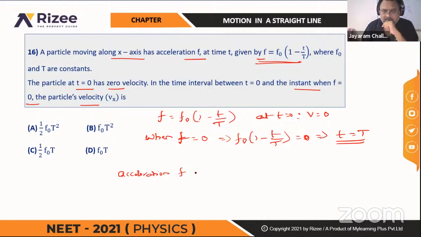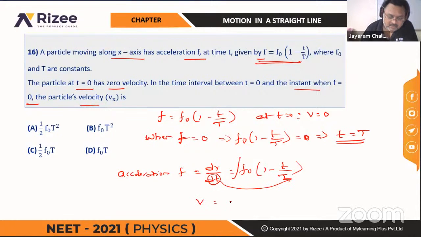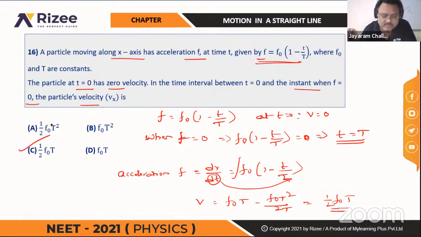From the f he has given, if I need the velocity in this case, this can be written as dv by dt is equal to f naught of 1 minus t by T. Now integrating it on either side, taking the dt to the other side, and solving, v is equal to f naught into T minus f naught T square by 2T, or this comes out to be half into f naught into T. So this is the relation for the velocity.